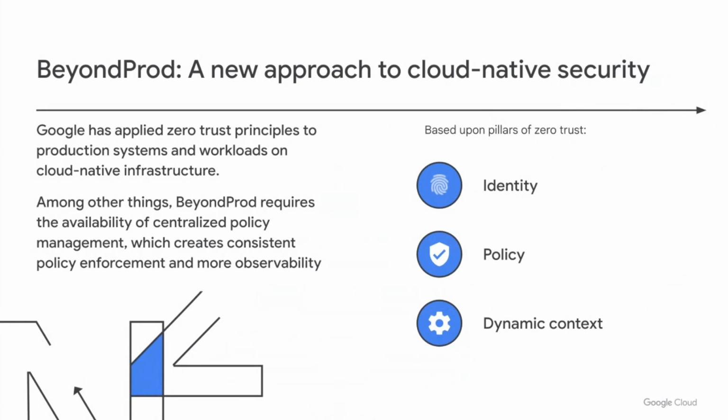To be more laser focused as part of the policy part of these 3 pillars, BeyondProd paper requires the availability of a centralized policy management, which creates consistent policy enforcement and as a result, more observability.